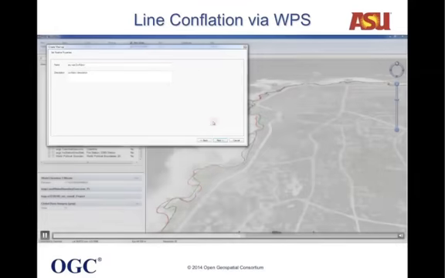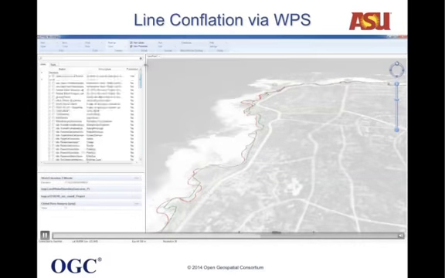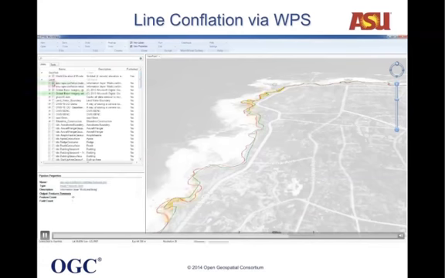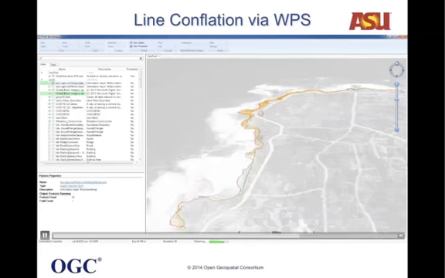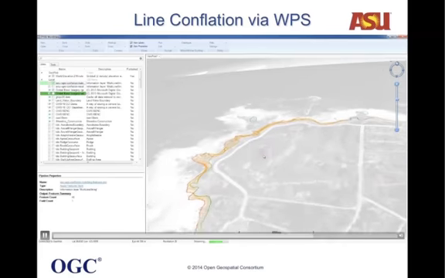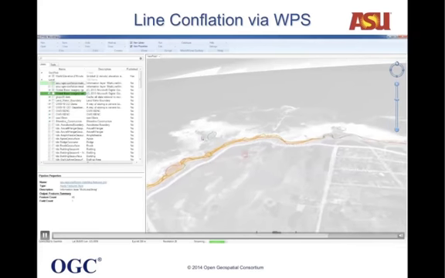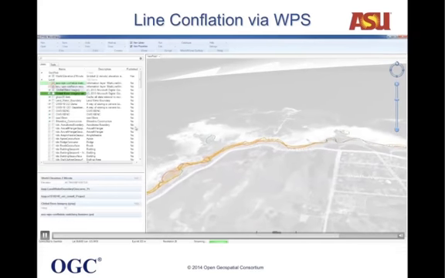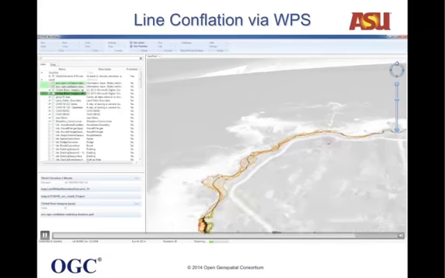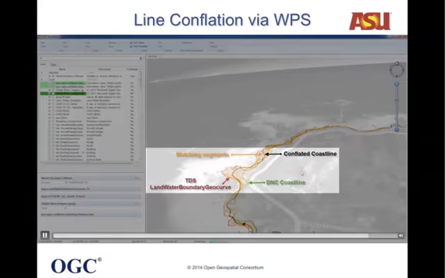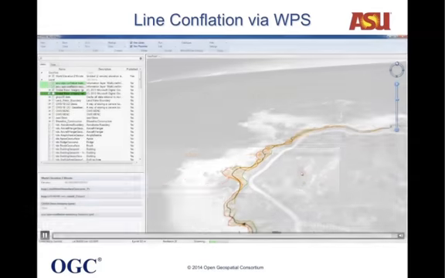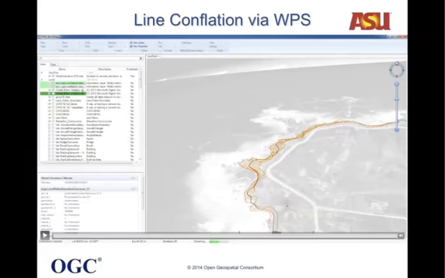I will provide details about the conflation process. And remember that these WPSs allow us to put any algorithm on the web. In this case, it was a very specific process, which is conflating two feature types. As you see, the result came back in a way that allowed the client to display the source, the target, and what was conflated.